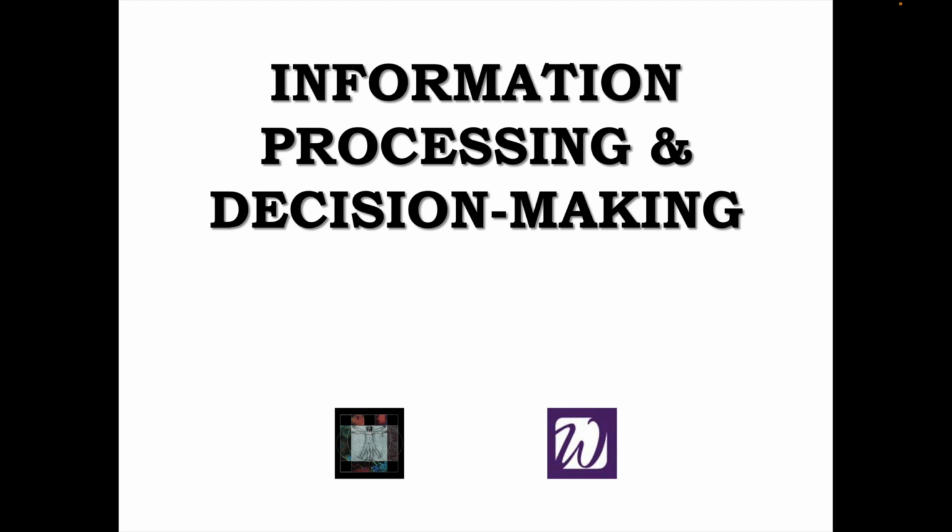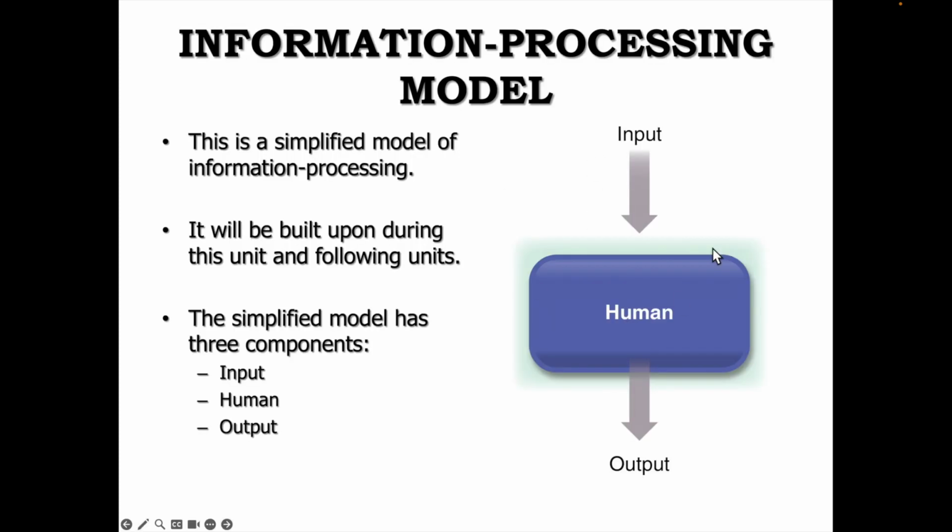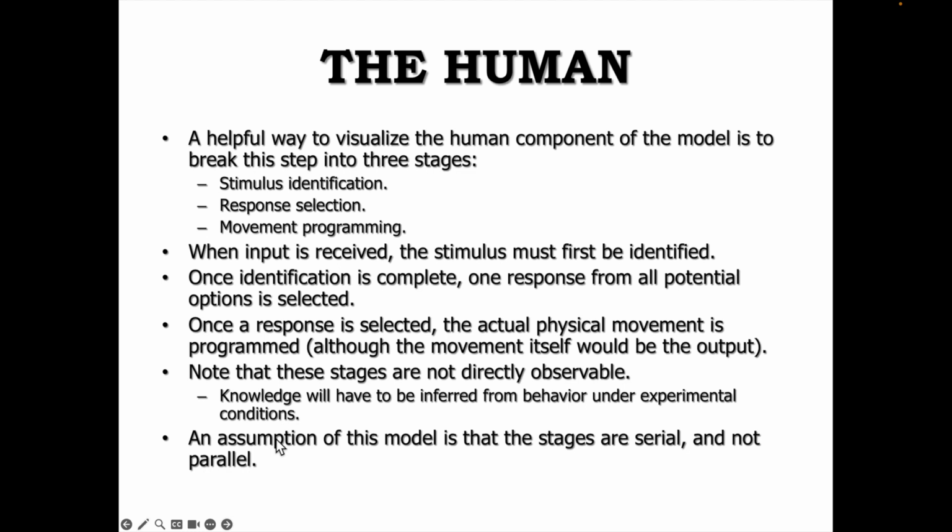Next up we'll talk about the information processing portion of reaction time and decision making. So this is a simplified model of the information processing model. You've got some sort of input, you've got the human element, and from there the human executes some sort of output. So input, human, output. If we just focus on the middle portion, the human element, we can break it down into three different stages: stimulus identification, response selection, and then movement programming. And this would make sense here.